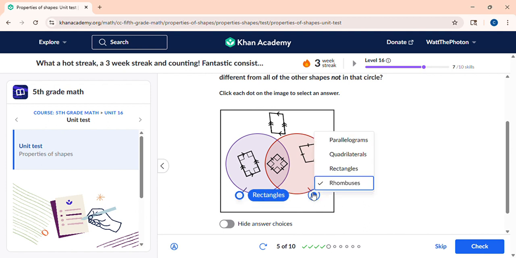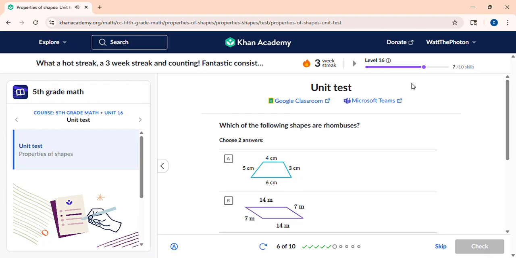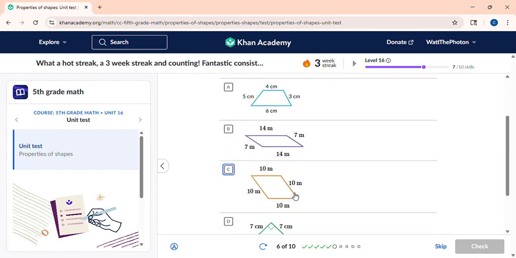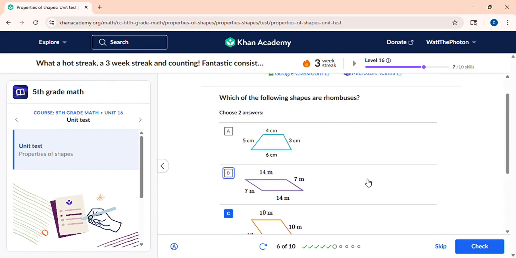Rectangles, that seems right. Rhombi. There you go. Good job, Hoban. Which of the following shapes is not rhombi? Rhombuses. Are rhombuses.